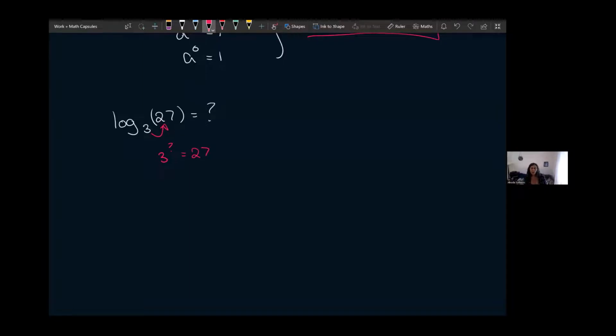Again, here, it's just a matter of knowing a little bit about exponents. This one, you can hopefully think your way through. 3 times 3 times 3 is 27. So that's 3 to the power of 3. The exponent I need is 3. That means that log base 3 of 27 is equal to 3.